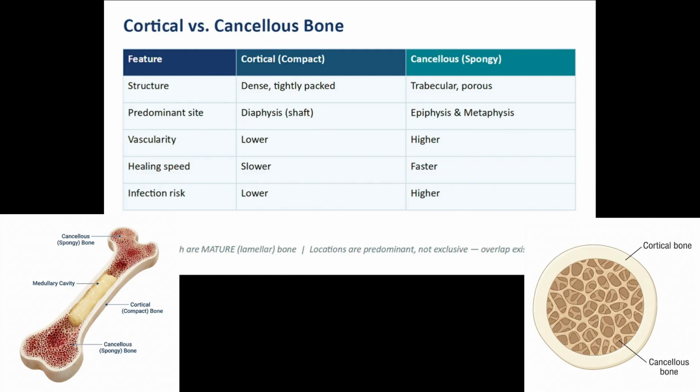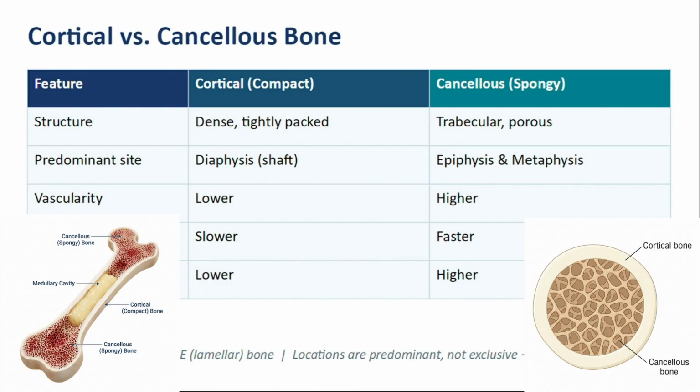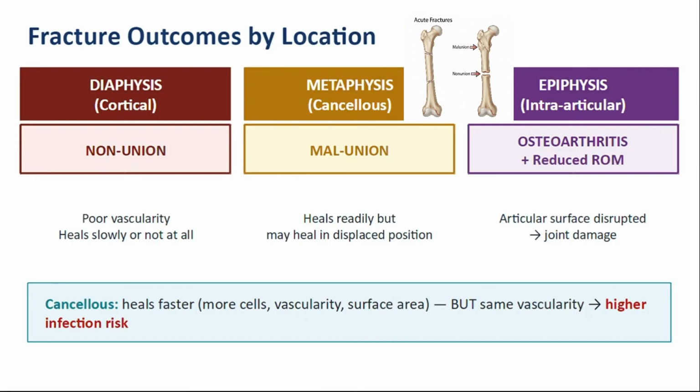Another thing to notice is that whenever there is a fracture, the cortical bone may go into non-union, but the cancellous bone won't go into non-union. It may go into malunion. It will heal, but it will heal improperly. But the cortical bone may not heal. It is called non-union. The fracture outcome in the cortical bone is non-union, and in the cancellous bone it is malunion.